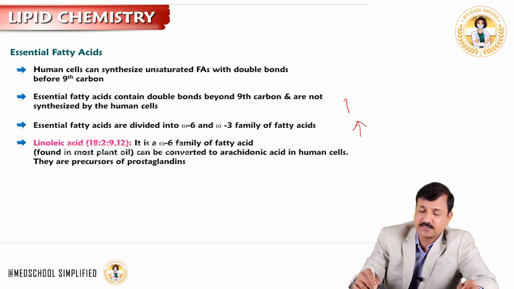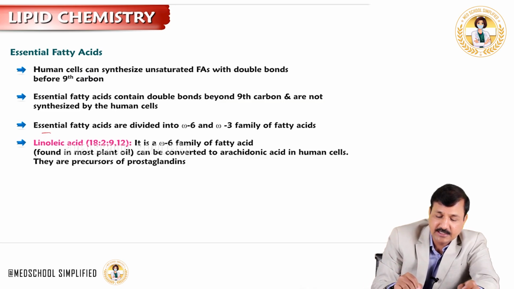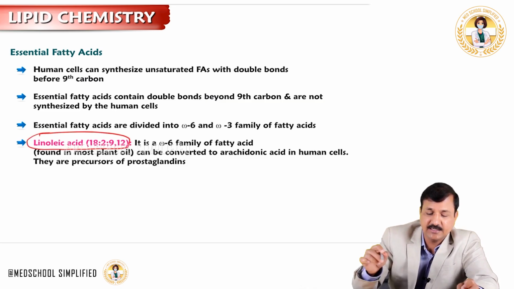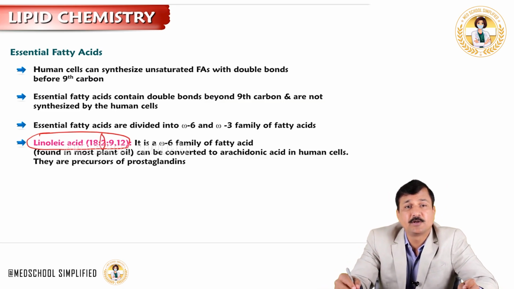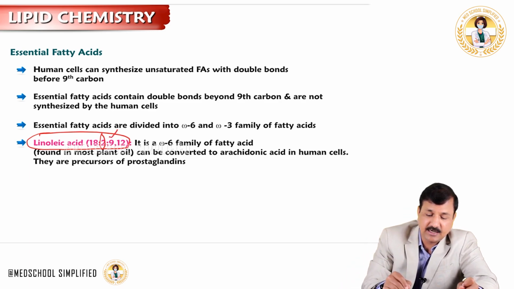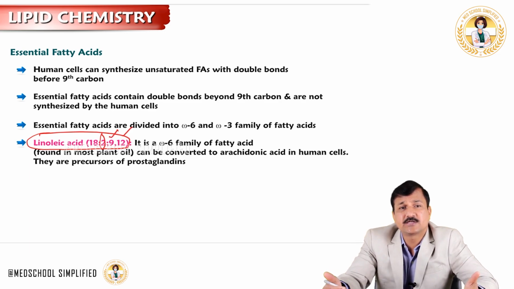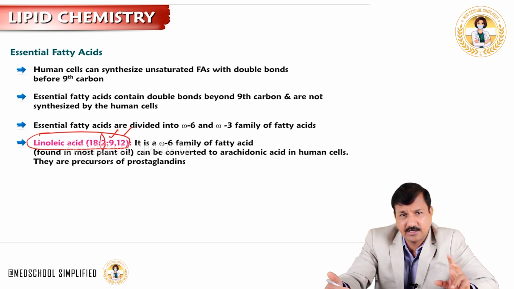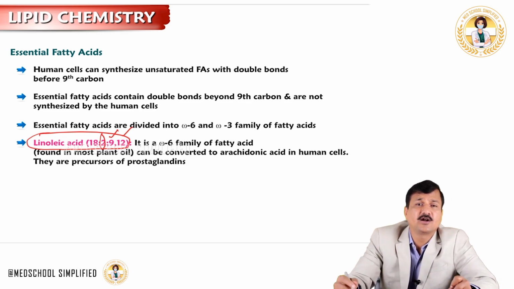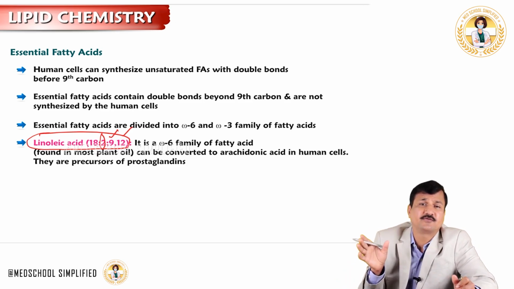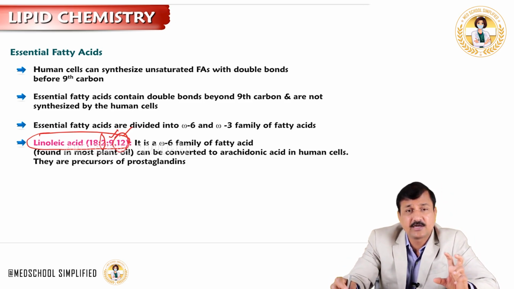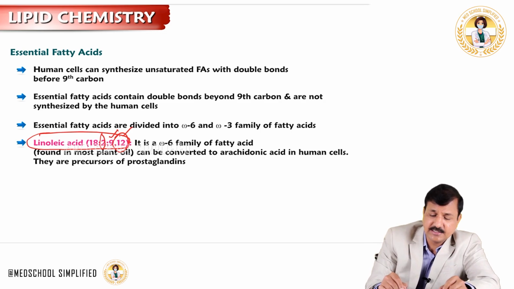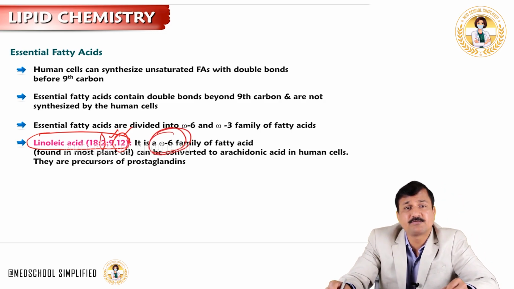So what are the essential fatty acids that are necessary for us? One of them is linoleic acid. As you see here, linoleic acid has 18 carbons and 2 double bonds, and look at the position of the double bonds. They are at the 9th and 12th positions. The 9th is fine. Our human cells can introduce a double bond between the 9th and 10th carbon atom, but human cells cannot introduce a double bond between the 12th and 13th carbon atom. So that 12 makes it essential. Linoleic acid, having double bonds at the 9th and 12th carbon, is an essential fatty acid, and we classify it into the omega-6 family of fatty acids.